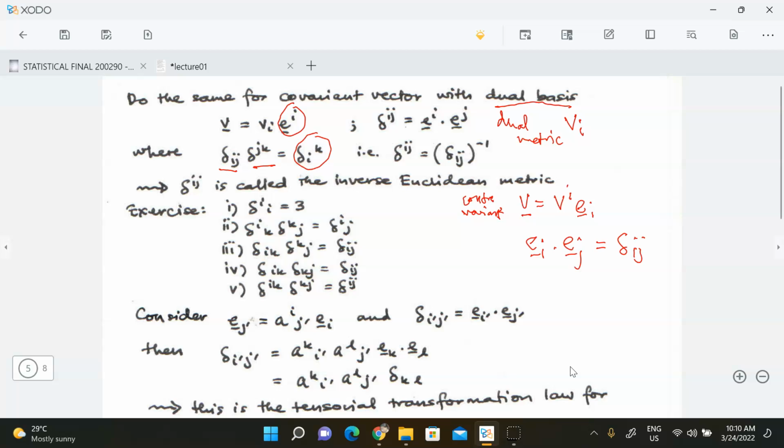From this, you can infer that your dual metric is the inverse of your metric. In fact, this is the same case even in general relativity. For example, you have a metric tensor, which is a much more complicated thing, and you also have the dual one, which is actually the inverse of that. That property carries on to general relativity. I'm saying this because there's a project student doing cosmology.